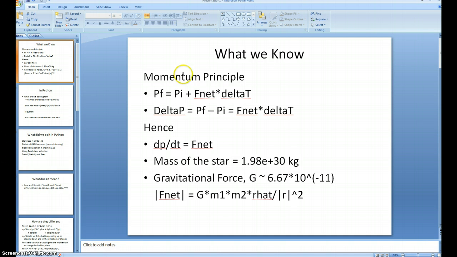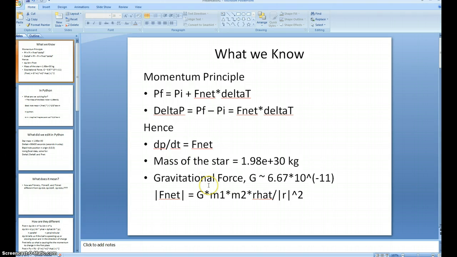We have the momentum principle, which tells us that the final momentum is equal to the initial momentum plus a net force times delta t. Hence, the change in momentum over time is equal to the net force. We also know the mass of the star, which is 1.98 times 10 to the power of 30.